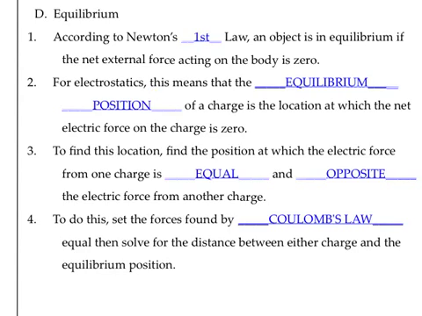For electrostatics, this means that we would have an equilibrium position of a charge. That is the location at which the net electric force on that charge is going to be zero. So in order to find this location, we would have to find the position at which the electric force from one charge is equal and opposite to the electric force from another charge. And to do this, we can set the forces found by Coulomb's law equal to each other, and then we're going to have a little bit of algebraic manipulation to solve for the distance between either charge and determine the equilibrium position.